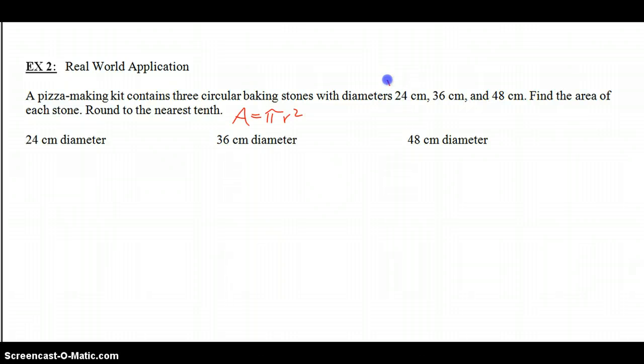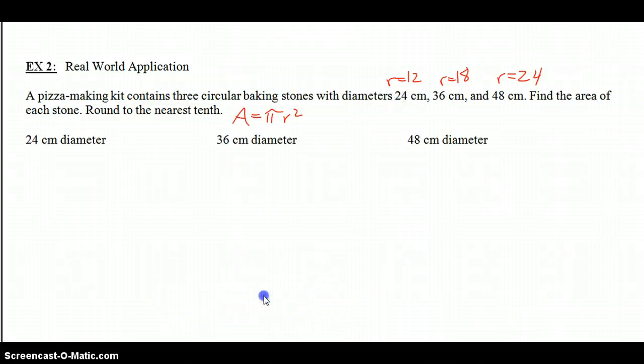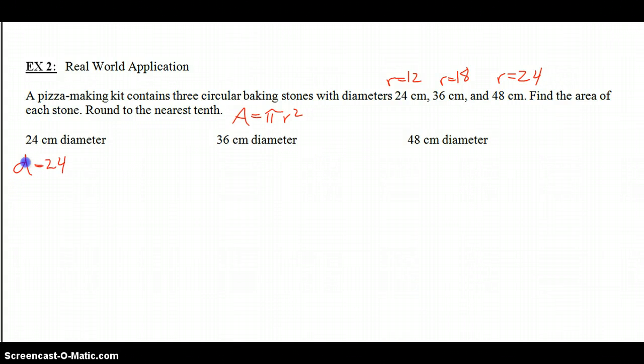24 diameter would have a radius of 12. 36 diameter has a radius of 18. And a 48 diameter has a radius of 24. So we're going to use those measurements to find these areas. I'm going to do the first one with you. If our diameter is 24, then remember our radius is 12. So our formula says that the area would equal pi times that radius of 12 squared.